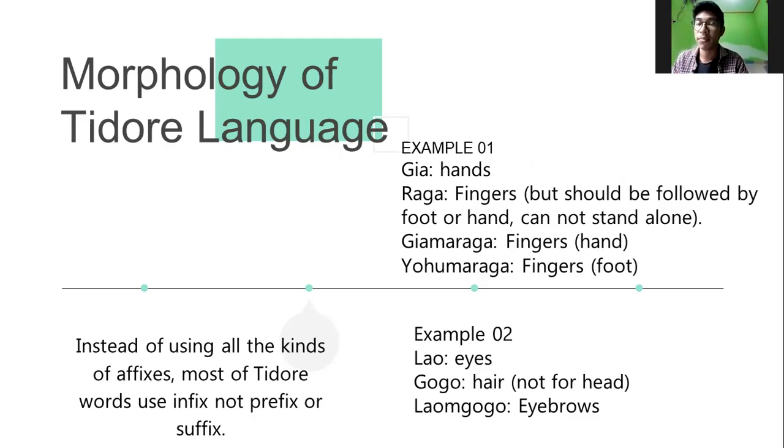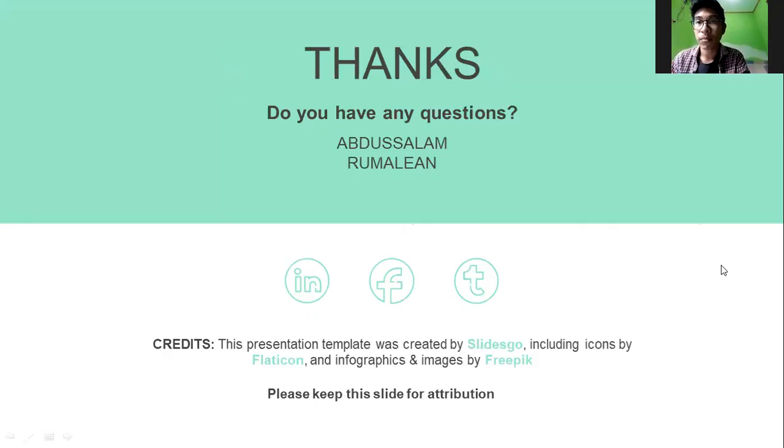Okay, and then example 2, there is lao, which means eyes, and gogo, which means hair, but not for the head. And then with m as the infix, it becomes lao magogo, which means eyebrows. Okay, and the next.